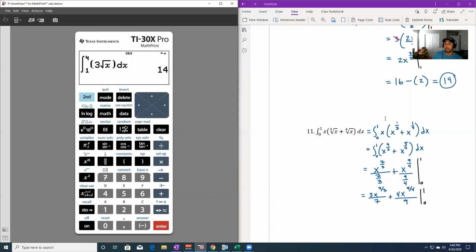Okay, now time to type this in our calculator. Well, I don't think we have to, though, because if you put in 1, 1 to the 7/3 is still 1. So you would be left with 3/7 plus, same thing, 4/9 minus, if you put in 0, well, 3/7 becomes 0, 4/9 becomes 0, so this thing would just be 0.